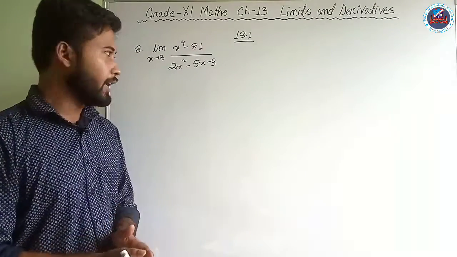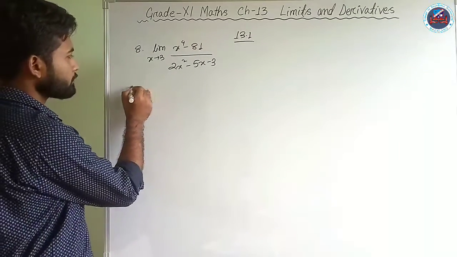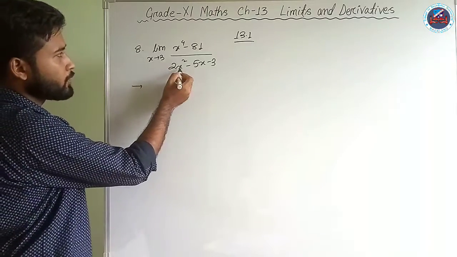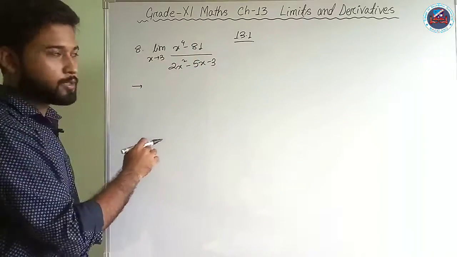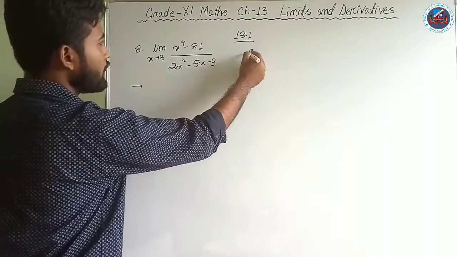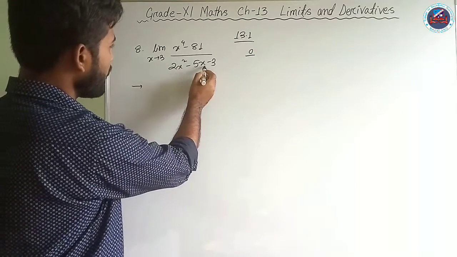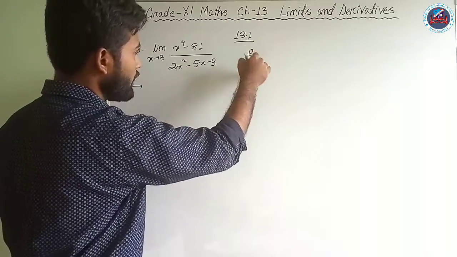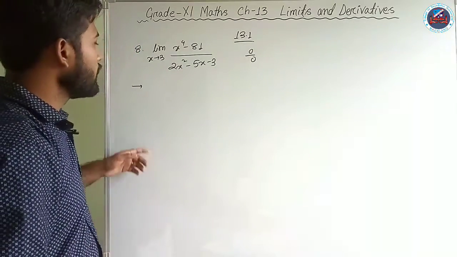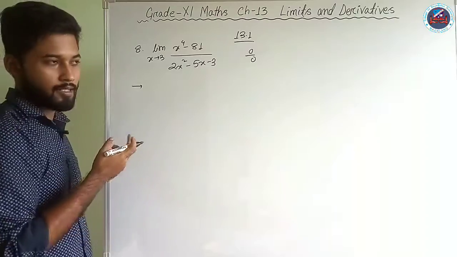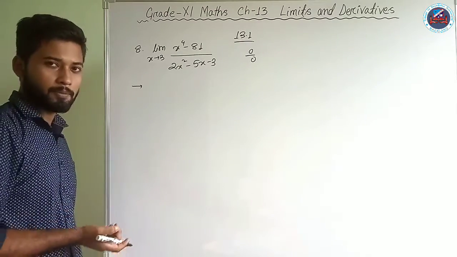So in question number 8, what they have done, you see, if we put x equal to 3, so 3 to the power 4 will be 81, 81 minus 81 will be 0, and here also if you put 3, 3 square will be 9, 9 minus 2 18, and 5 3 15, 18 minus 18 will be 0, so indeterminate form. So what to do? Since it is a rational function, you need to simplify it more.